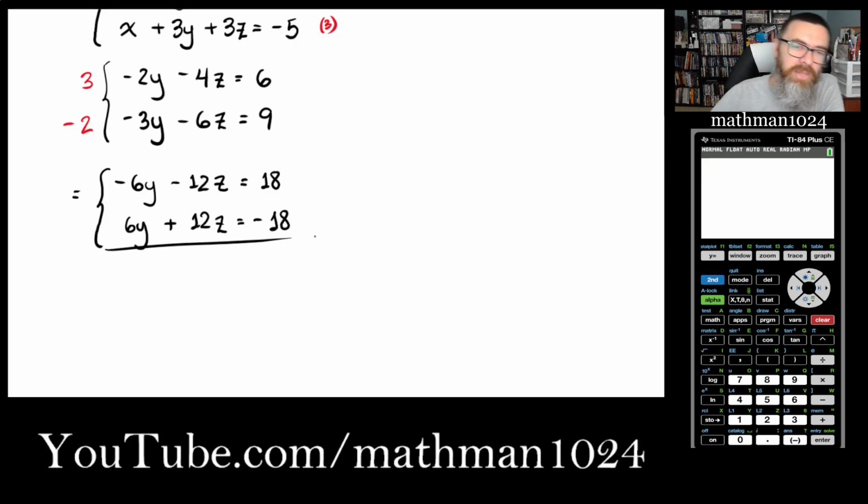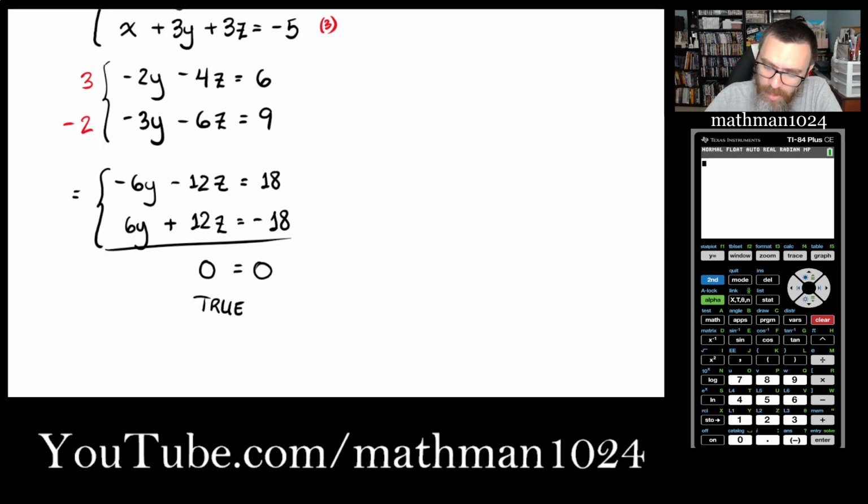So when I combine these equations, the y's go away, the z's go away, so we'll have 0 on the left, and 18 minus 18 is 0. But this is a true statement. And since it's true, that means there are an infinite number of solutions. So we've got to figure out how to get those solutions.